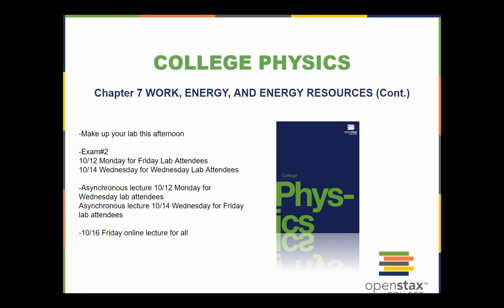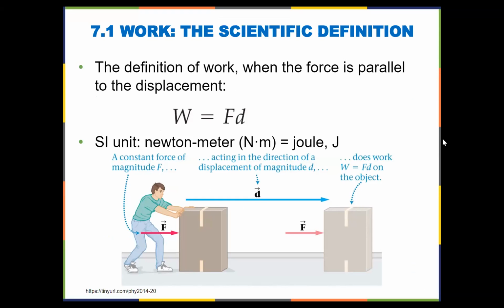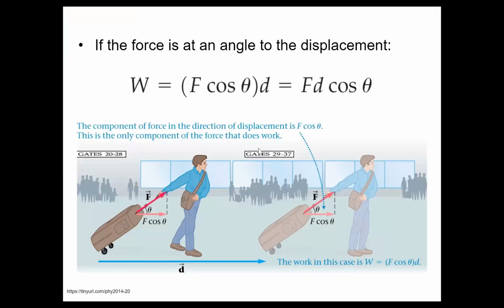All right, so let's take a quick look at what we learned last time. We learned the definition of work, which is equal to force times displacement if they are in the same direction. The SI unit for work is joules, or meters times newtons. If the force and displacement are not in the same direction, then you take the angle between them and do F times d times cosine. So that is the magnitude of the force and the distance traveled times the cosine of the angle between the two.